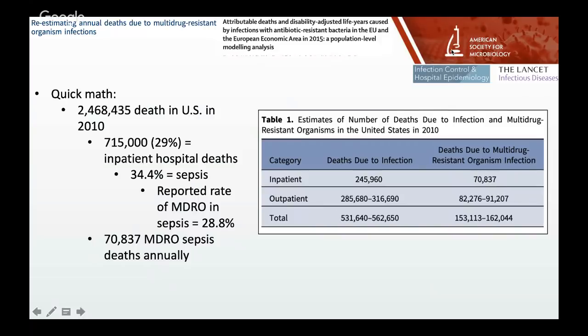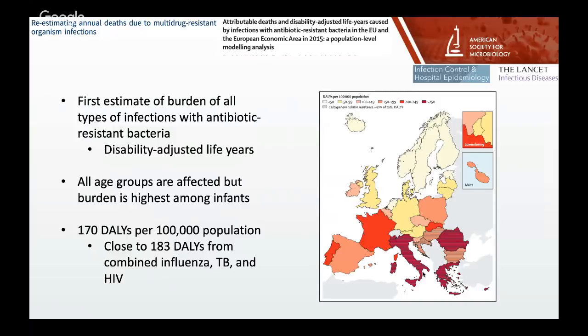And if you read the rest of the paper, they go through a number of these different deaths due to both infection and multi-drug resistant organisms. There was another paper, from earlier in November, that came out from Lancet Infectious Disease. In this study, it was the first time that the burden of all types of infection with antibiotic resistant bacteria were calculated in terms of disability adjusted life years.